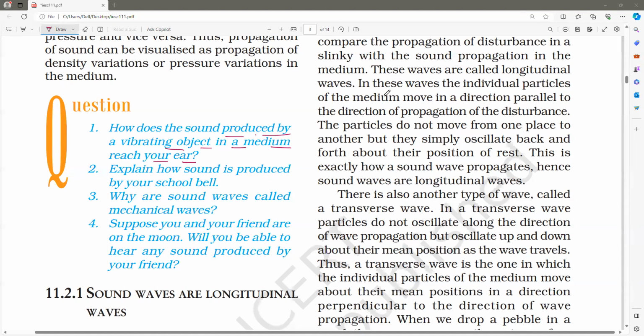The transverse wave, super Mari. So the entire concept is zero. You remember nothing. Okay, super.